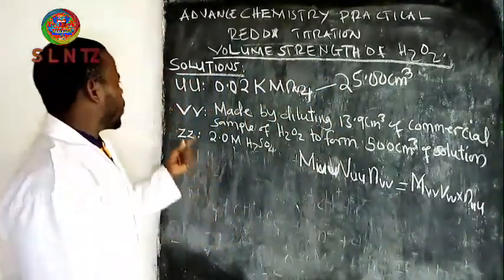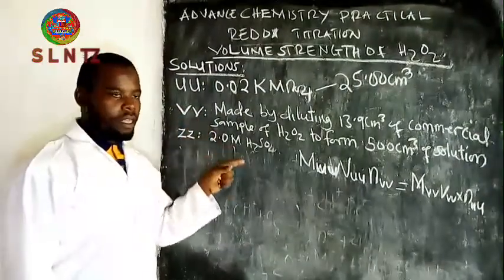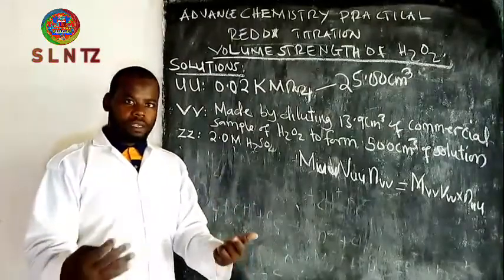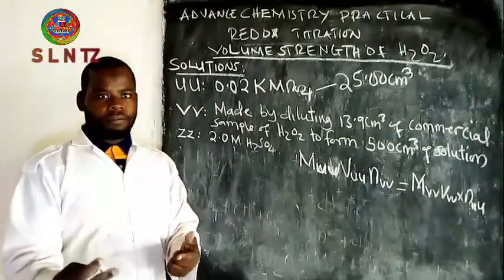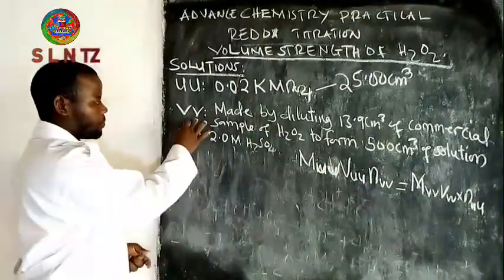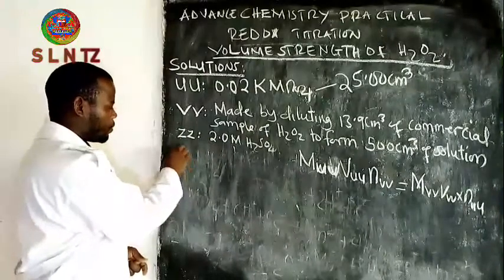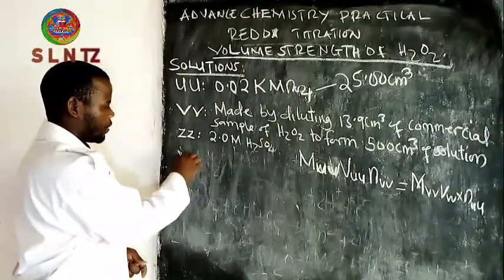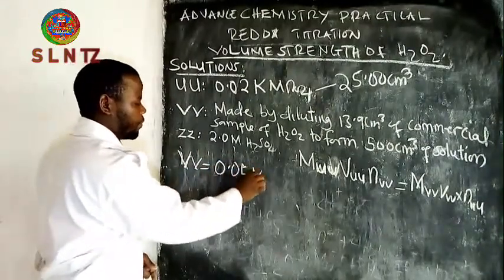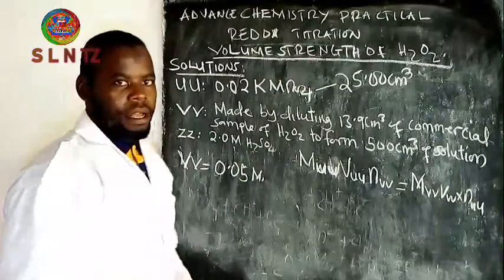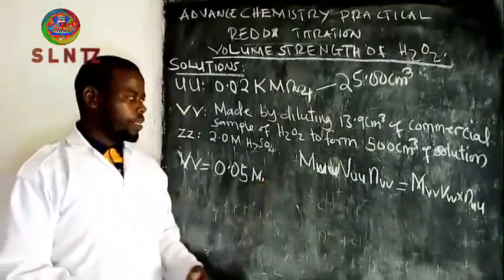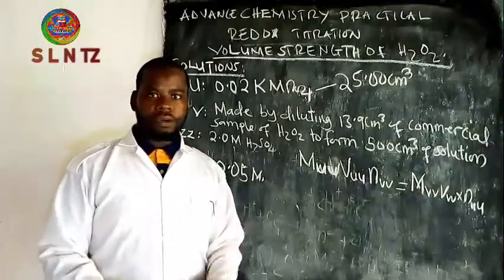It means you are required to find the molarity of double V. When you calculate, after balancing the equation, you have the molar ratio 2:5. When you calculate, the molarity of this one is equal to 0.05 M. After solving, you can use your time to solve this one. That is our formula, the molar ratio formula.